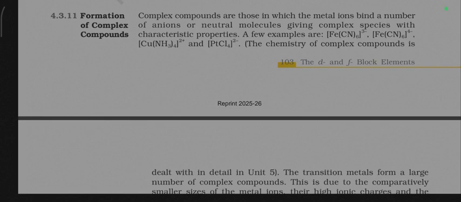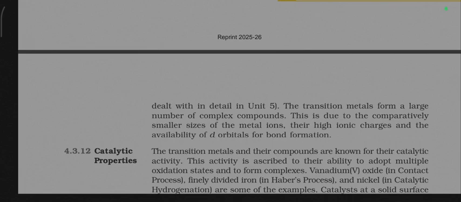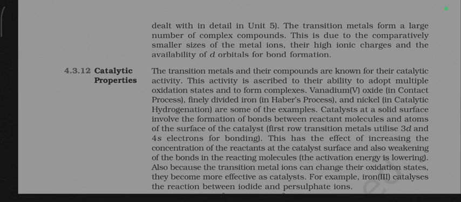Formation of complex compounds. Complex compounds are those in which the metal ion binds a number of anions or neutral molecules, giving complex species with characteristic properties. A few examples are [Fe(CN)6]3-, [Fe(CN)6]4-, [Cu(NH3)4]2+, and [PtCl4]2-. The chemistry of complex compounds is dealt with in detail in Unit 5. The transition metals form a large number of complex compounds. This is due to the comparatively smaller size of the metal ions, their high ionic charges, and the availability of d orbitals for bond formation.